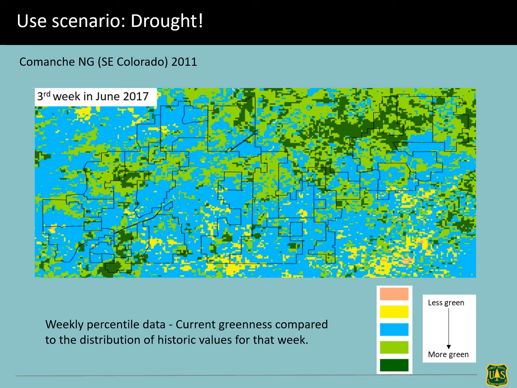But before we see what that looked like in PhenoMap, here's what a normal year looks like for the third week in June. This is for 2017. We can see that most of the landscape is at historic averages for greenness and phenological development. In some areas it is above average as well.